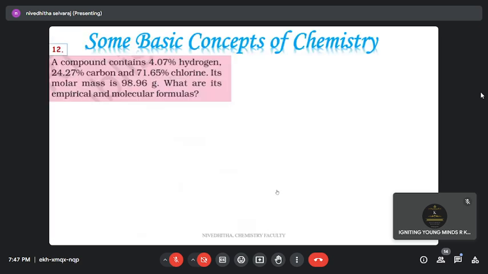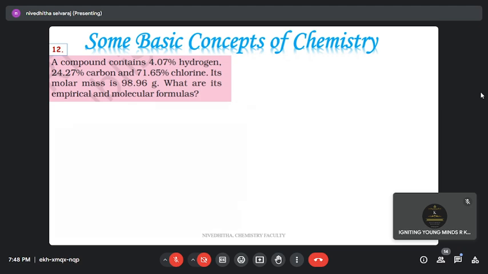Last class, we discussed problems from mole concept, and we have seen problems from atomic weight, molecular weight, and all. And this class we'll be discussing questions from empirical formula, molecular formula, and concentration terms. Apart from that, we'll be discussing questions from previous year NEET and JEE. So we'll see this question.